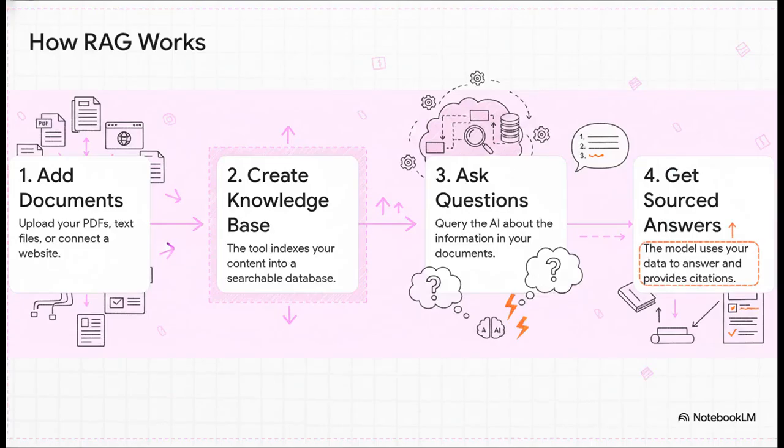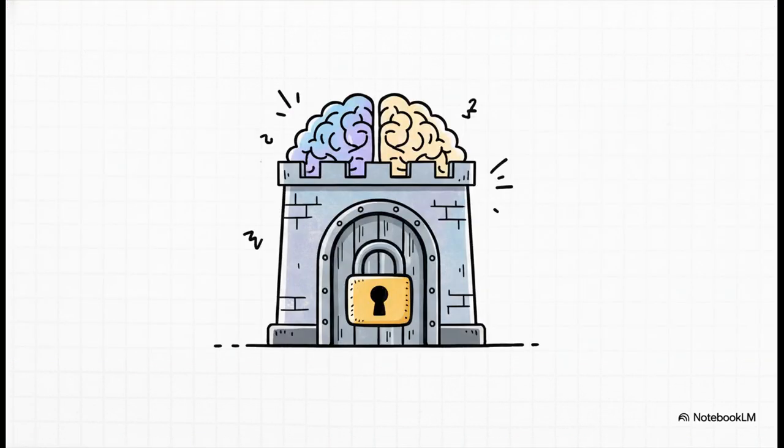This slide just lays out the 4 steps perfectly. So step 1, you feed it your documents, PDFs, text files, you name it. Step 2, the tool indexes all that content, creating its own little private knowledge base. That's the retrieval part. Step 3, you ask it a question. The system first searches your knowledge base for the most relevant info. And then, step 4, it hands that context to the AI, which then augments its answer with your specific information. It even gives you citations so you know exactly where the answer came from. How cool is that?